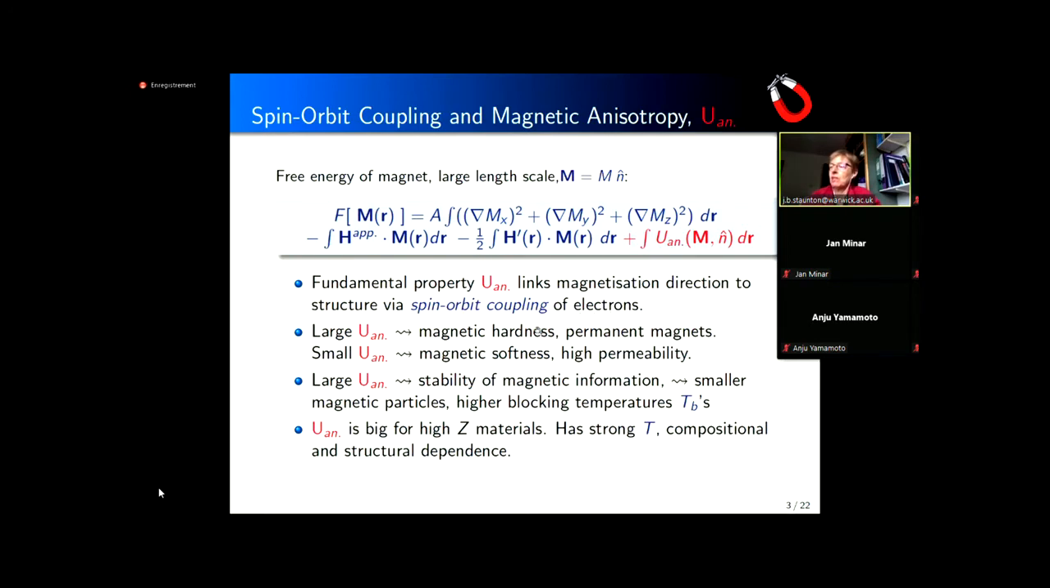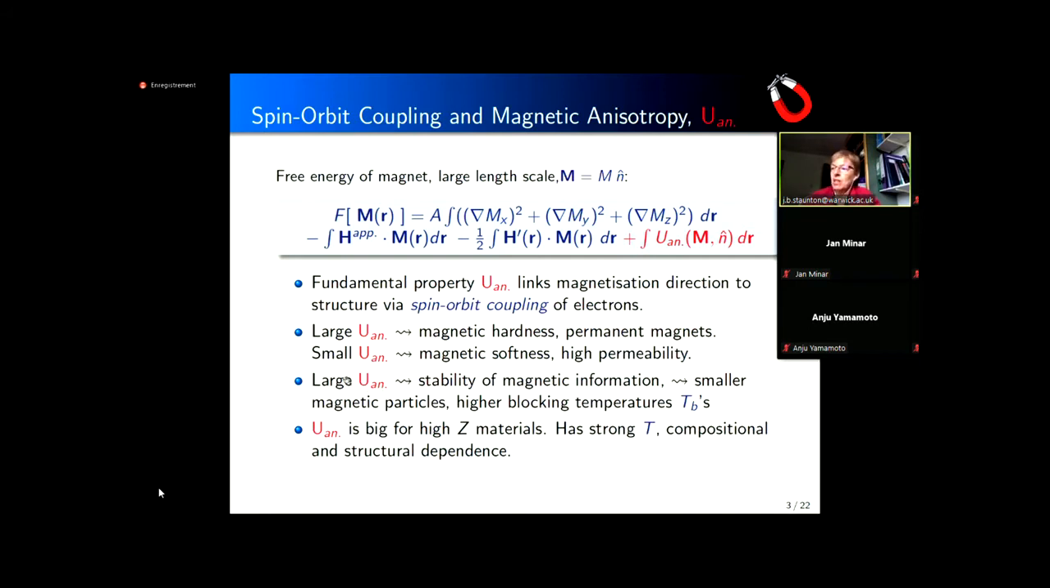And as I said, it's fundamental to understanding magnetic properties. A large term means that you're describing a permanent magnet; the magnet is very hard. Sometimes it's suitable to engineer materials which have small anisotropy, so they are very magnetically soft, and the materials have high permeability. If you're looking at nanoparticles, a large anisotropy term means that the magnetic information you might want to store by the orientation of the magnetization in that magnetic particle will be particularly stable, i.e. the blocking temperatures will be high.